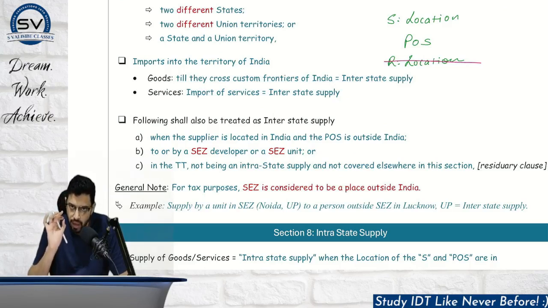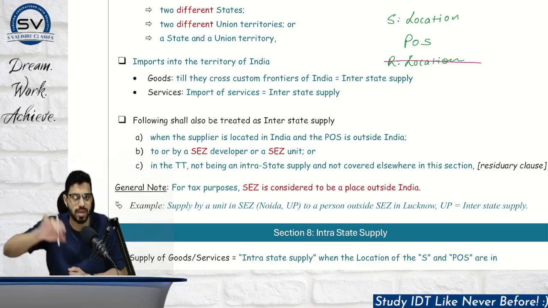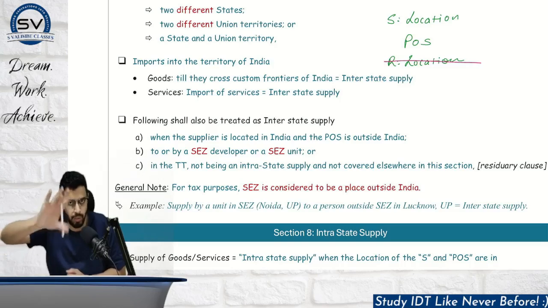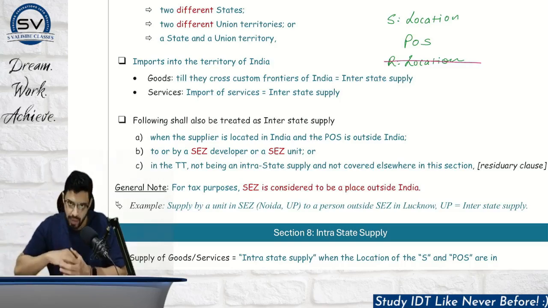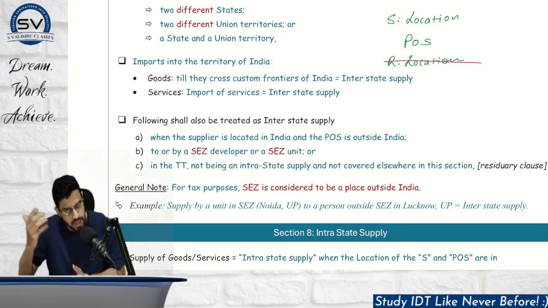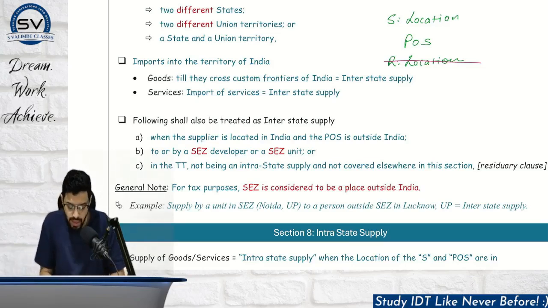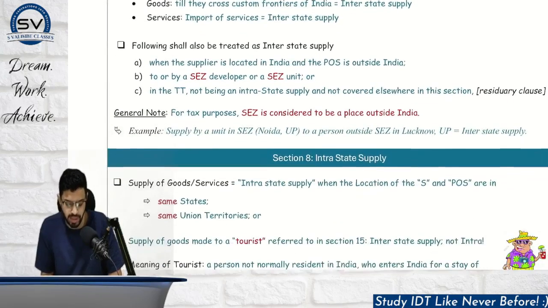The entire machinery, basically the entire issue of import of goods, is handed over to the customs law. If you remember the proviso that we talked about in the IGST charging section, the recipient is paying IGST, but that is not RCM, because it is being charged under the Customs Act. So import and export are considered as interstate. Import into the territory of India of goods till they cross the customs frontiers is also interstate supply. Similarly, import of services is also interstate supply.